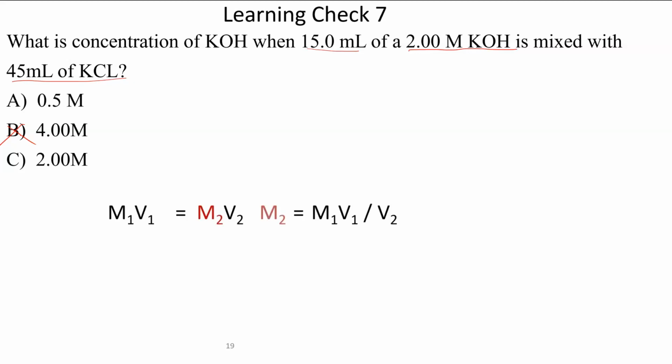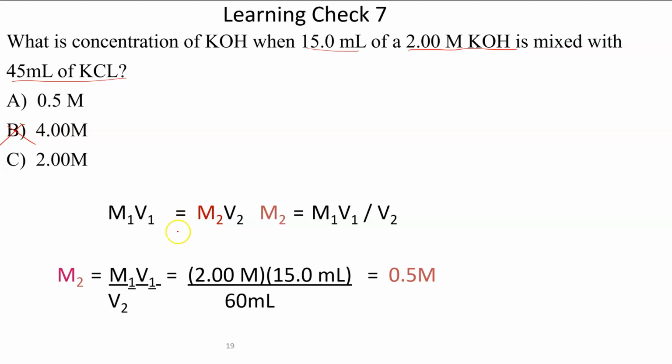All right, let's take a look at the calculation. There's our setup again. We're looking for M2, M1, 2, 15 milliliters, and there's your total volume again, 60. So yeah, concentration went down. And that's all because you're adding a random chemical that's going to dilute your solution.